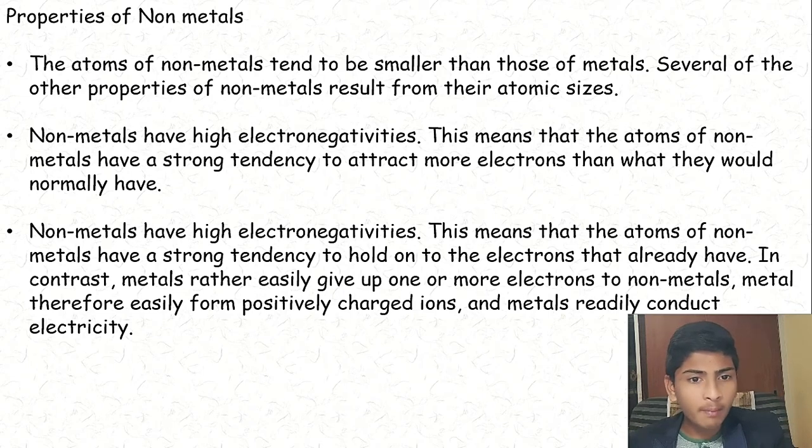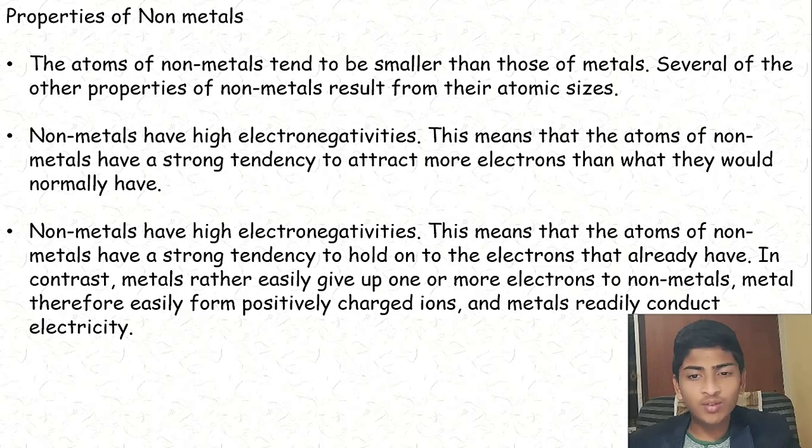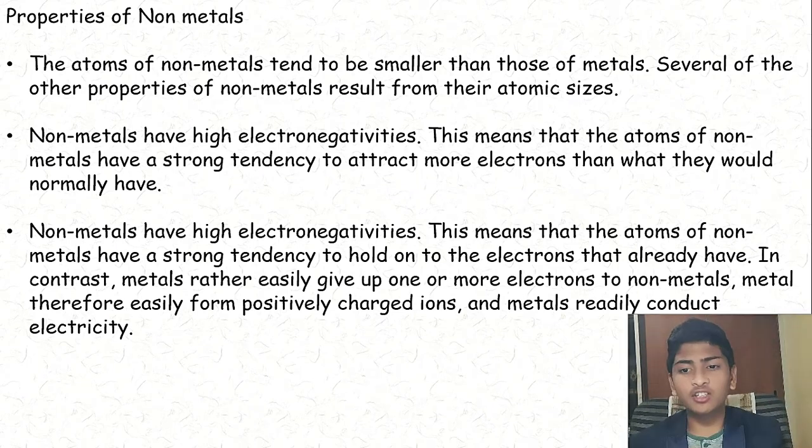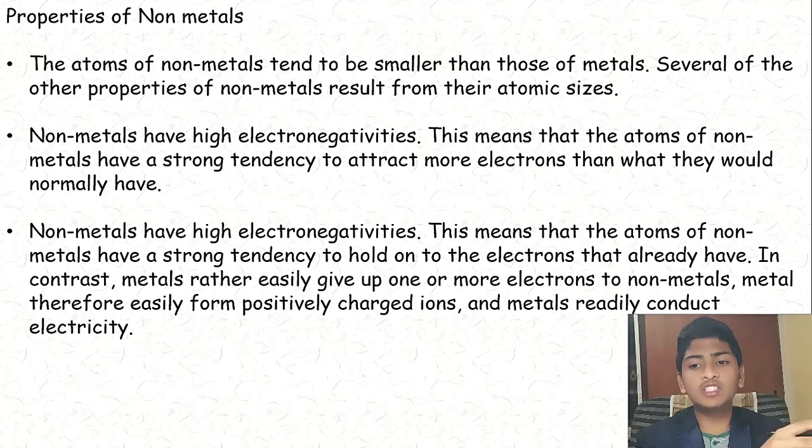In contrast, metals rather easily give up one or more electrons to non-metals. Therefore, metals easily form positively charged ions, and metals readily conduct electricity. If there is a transfer or movement of electrons in an atom, then there are chances to transfer electricity and heat. Non-metals will receive the electrons, so they can't conduct heat and electricity. But in metals, electrons are transferred from one side to another, so electricity and heat can be transferred in them.